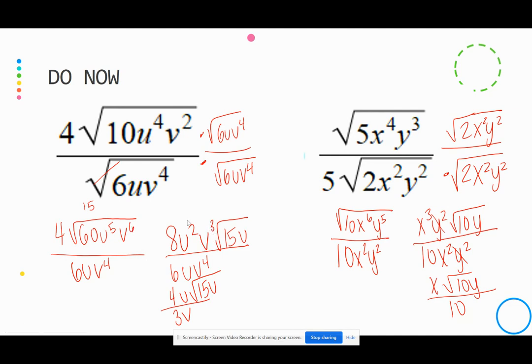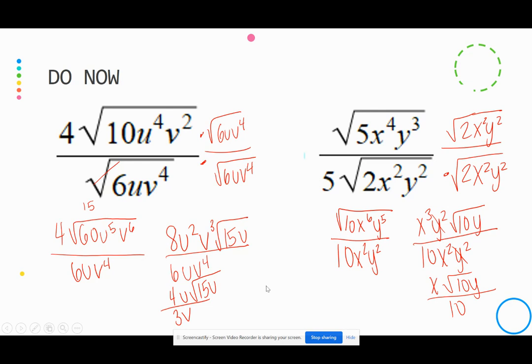Now we look, we have to simplify what's on the outside. So 8 divided by 6 becomes 4 divided by 3. U squared divided by u is u. V to the third divided by v to the fourth is just v, and we leave the inside as is. You cannot change anything inside there.